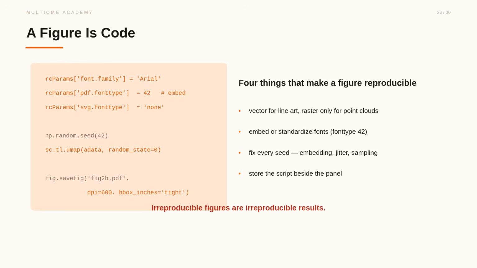Treat every figure as code. Export vector for line art, embed your font so text does not reflow on another machine, fix the random seed for every stochastic layout including the embedding itself, and store the script beside the panel. Irreproducible figures are irreproducible results.